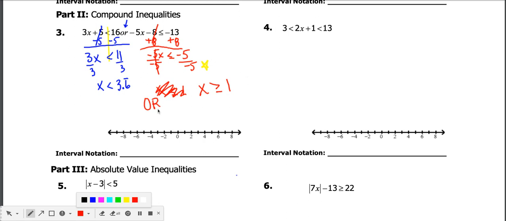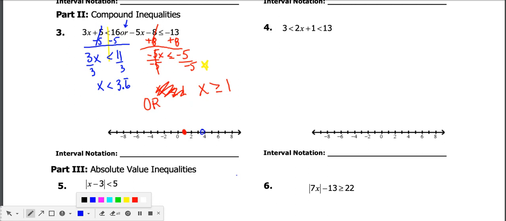And so at this point, we just graph those now. And so it'll be x is greater than or equal to 1. So where do we find 1? 1 is right here. And I'm going to solid fill it in. And then my other one is less than 3.6. And 3.6 will be somewhere just shy of 4. But it will be open on this one.